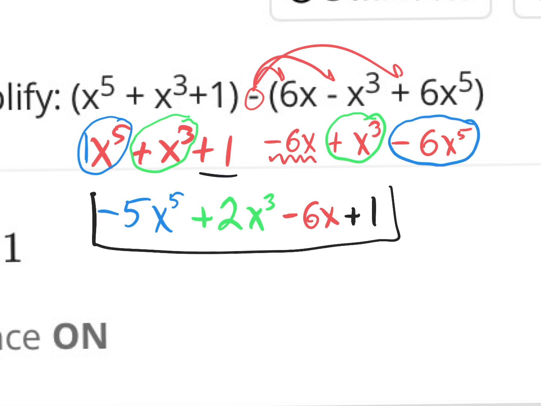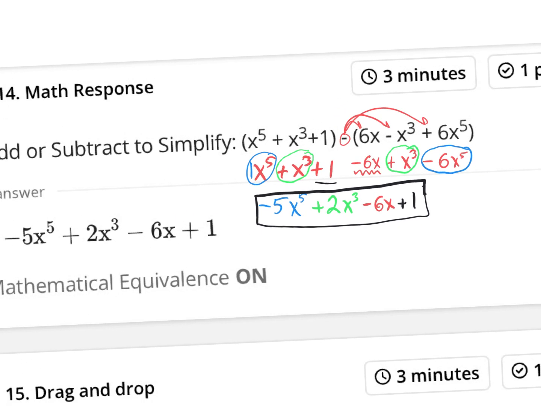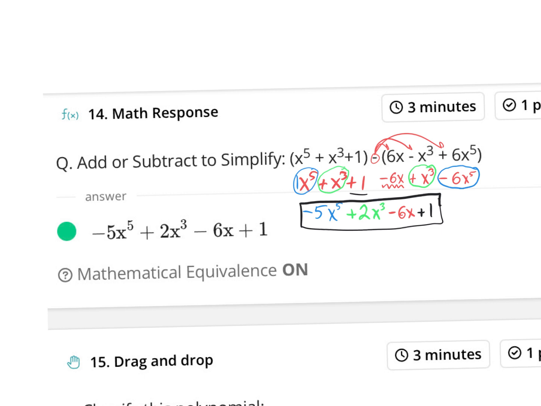And here's your final answer. I know it's colorful, but you got to type that in exactly the way it is. And if you look at the answer right there, it is exactly that. Okay, so hopefully you guys are able to type that in without making mistakes. Let's move on. Number 15.